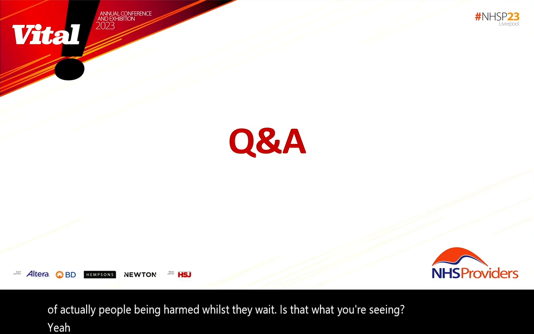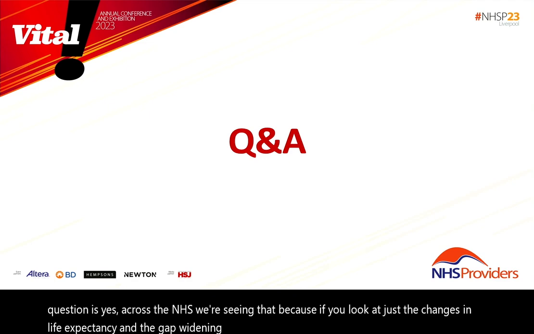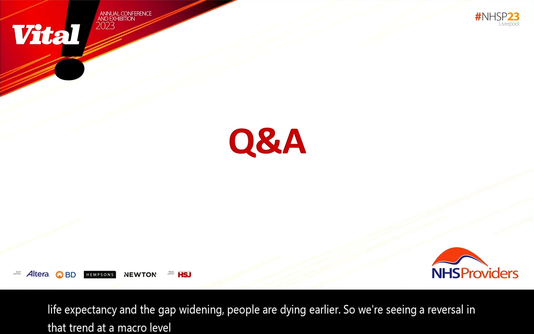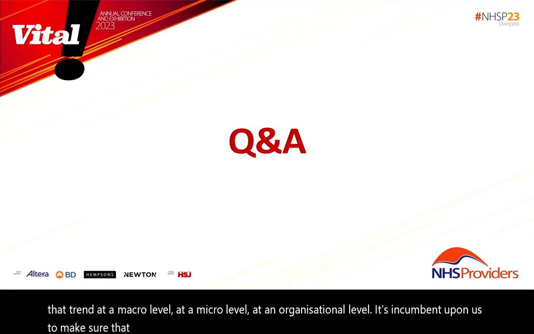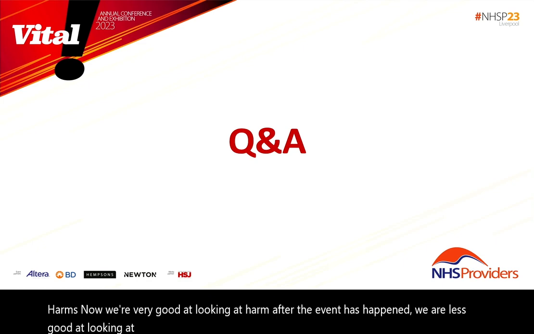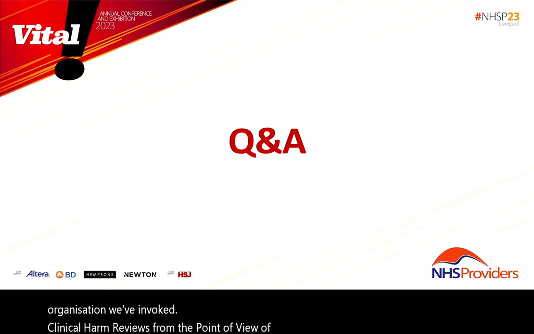Yeah, Sean, I'm going to be diplomatic here to answer this one. I think the answer to your question is yes, across the NHS we're seeing that. Because if you look at just the changes in life expectancy and the gap widening, people are dying earlier. So we're seeing a reversal in that trend at a macro level. At a micro level, at an organisational level, it's incumbent upon us to make sure that we review harms. Now, we're very good at looking at harm after the event has happened. We are less good at looking at harm proactively through an assurance lens. So certainly at our organisation, we've invoked clinical harm reviews from the point of view of surveillance to see if we need to do something.